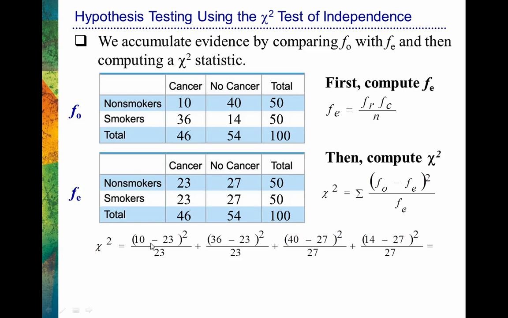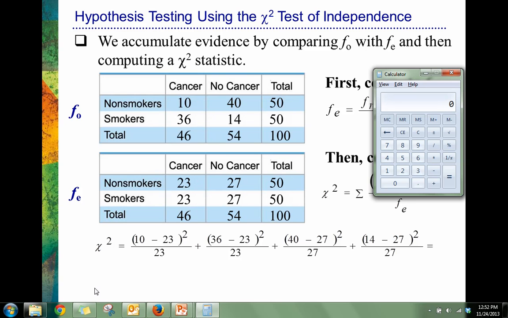So let's work this out a little bit together just to make sure that we understand what we're doing. So 10 minus 23, that's pretty easy. 10 minus 23 equals negative 13. But we're going to square that value. I don't have a square button on here, so I'm just going to multiply by 13, and I'll go ahead and just make it negative. We know it's going to be positive, though, right? Because anytime you square a value, it's always going to turn out positive. So that equals 169. 169 divided by 23.